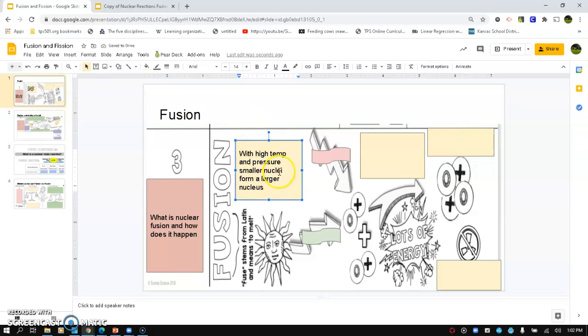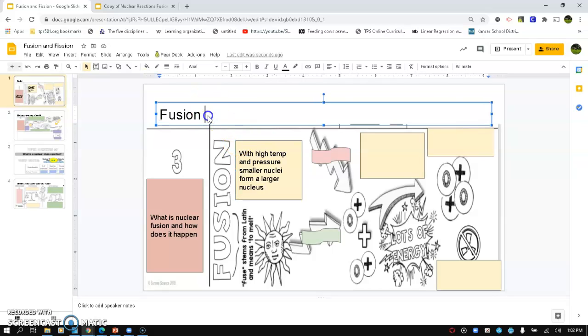And that's key because we have to make one. So atoms are coming together.